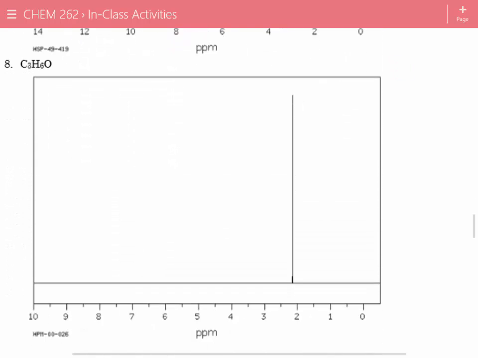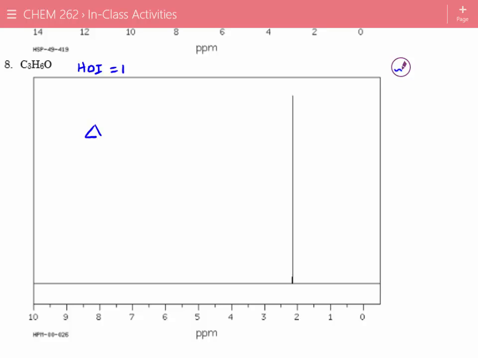All right, let's continue on. We've got C3H6O. This has an HDI of 1, meaning it has one ring or one pi bond. In this case, we could try doing both. Let's take a look at different ring systems. So if we have C3, we could have this as one isomer, right? Or we could have this as one isomer. Those are our possible ring systems.